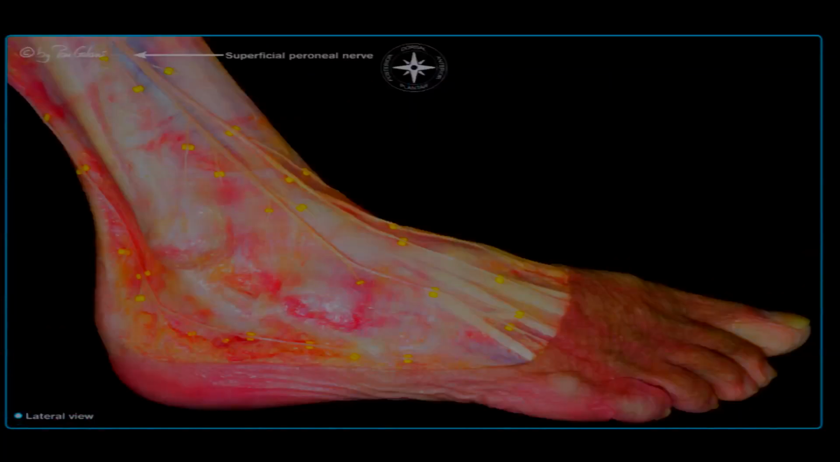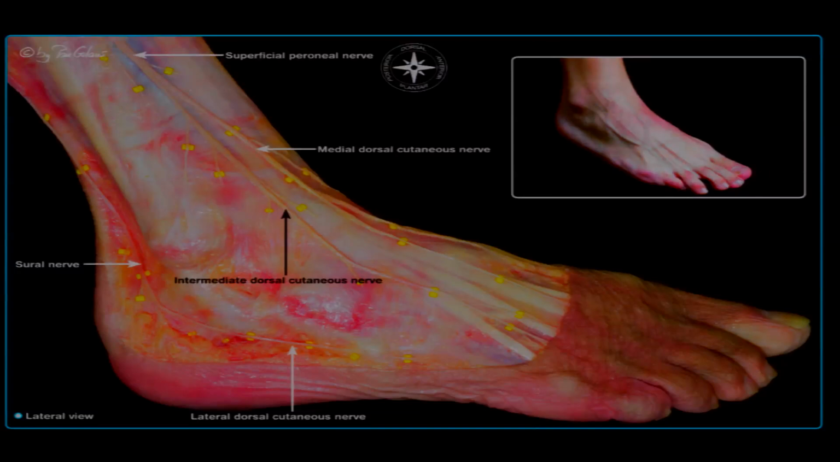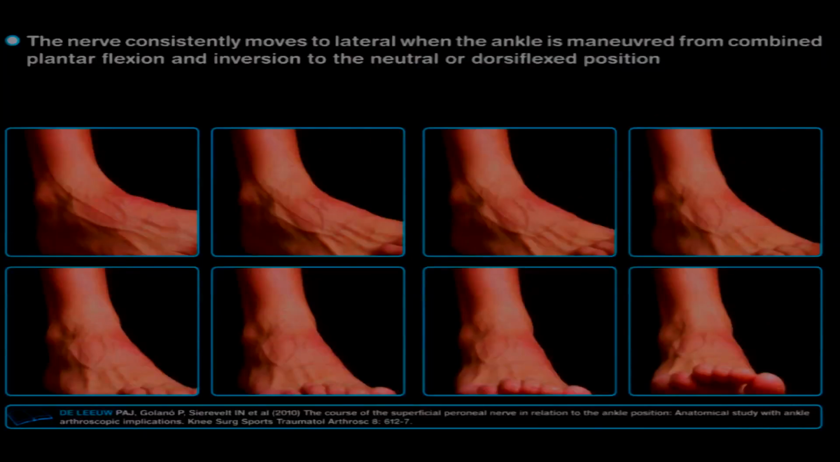You can see in this dissection this superficial peroneal nerve, as you know, after making a hole in the fascia, is divided into branches. This is a medial branch and this intermediate branch. The intermediate branch is the most important, but this is in relation to the anterolateral portal. Remember the position of the nerve when we have inversion position. This is the moment we can see the nerve, but the ankle position is in dorsiflexion.